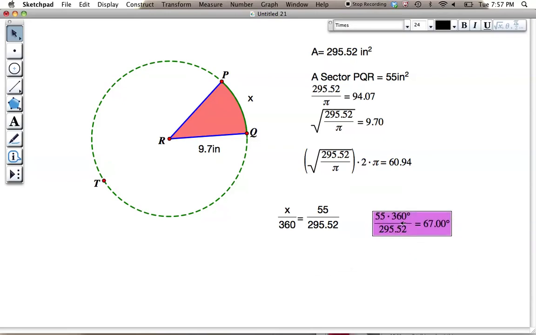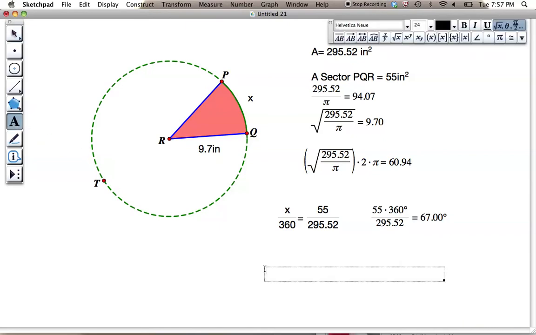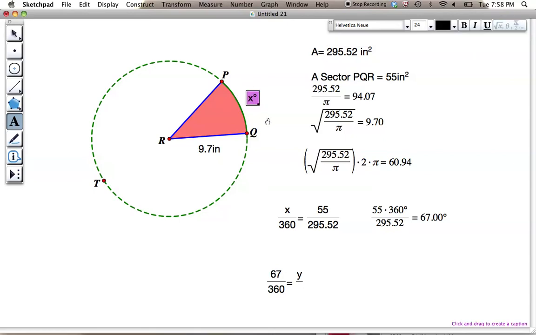Now problem number 17 asks you to find the length of PQ. Here we can use another proportion. What I'm going to do is set up another equation. So we have 67 over 360 is going to equal arc length, let's call it Y. This should be X degrees, just so you know. And we have arc length Y here that we're trying to find.